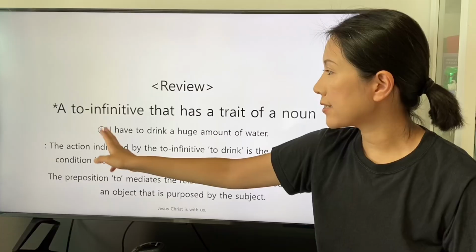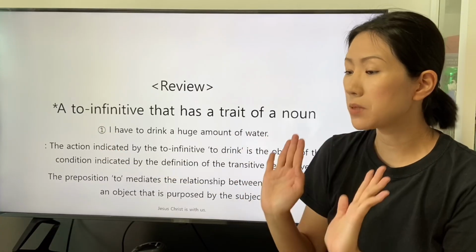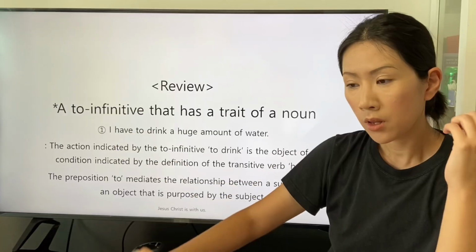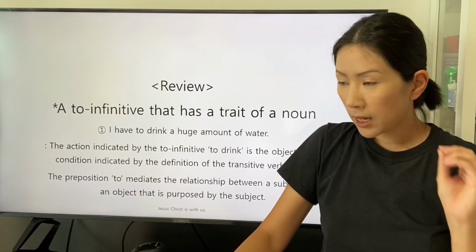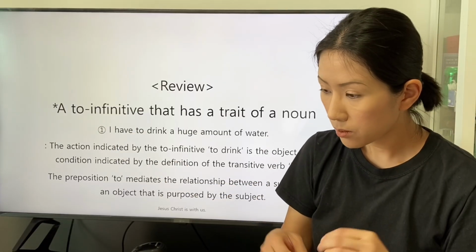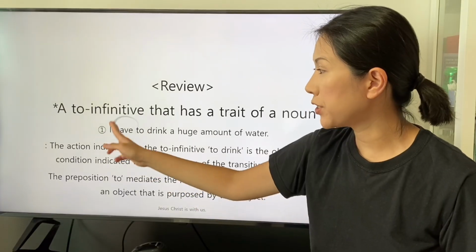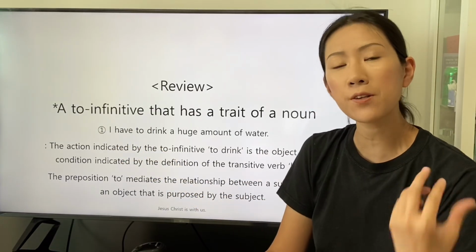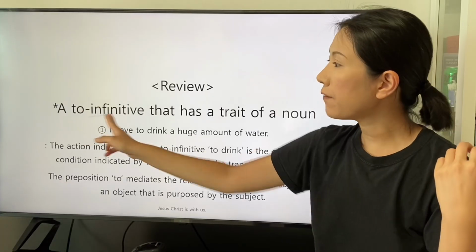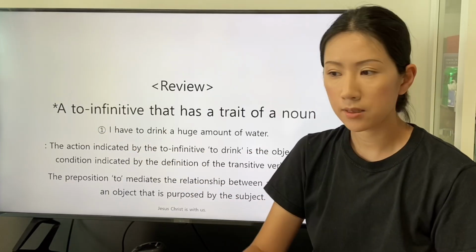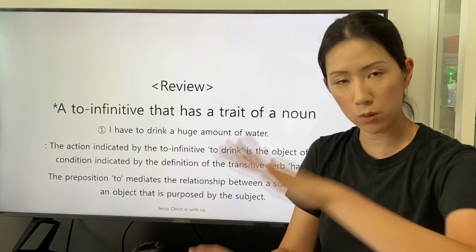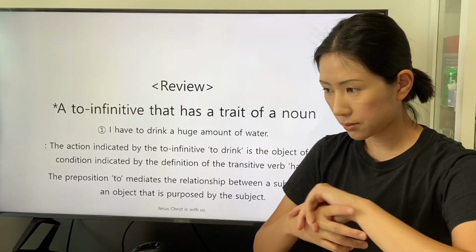The speaker as the subject is described by the transitive verb have. And the object of the transitive verb have is indicated by the phrase of the to-infinitive, to drink. And the object of the root infinitive drink is a huge amount of water.